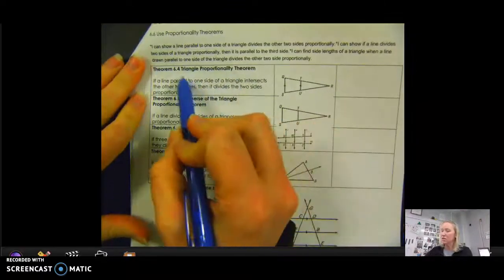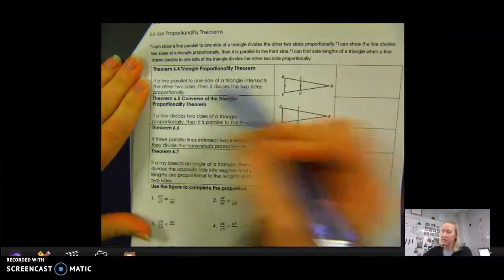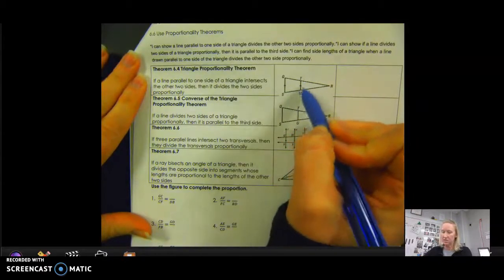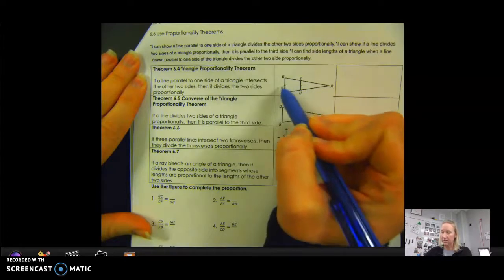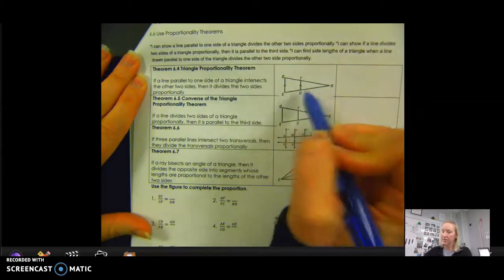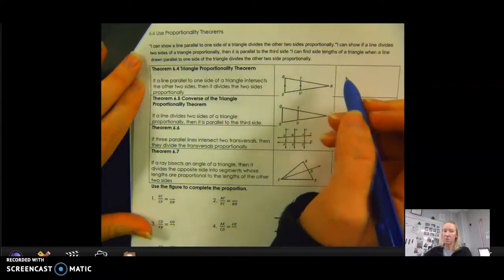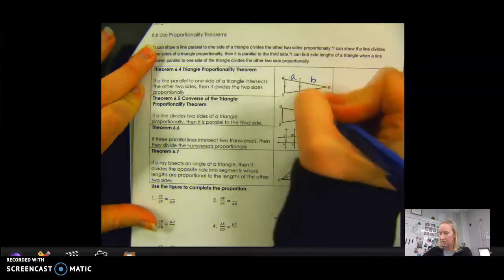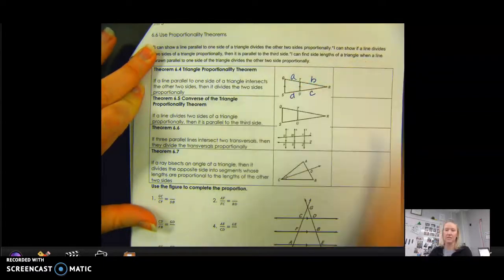The first is triangle proportionality. If a line is parallel to one side of a triangle and intersects the other two sides, so TU is parallel to QS, and I know that because of the markings on them, and it intersects both sides of this triangle, then it divides the two sides proportionally. What that means is I'm going to label this little section A, this little section B, this little section C, and this little section D.